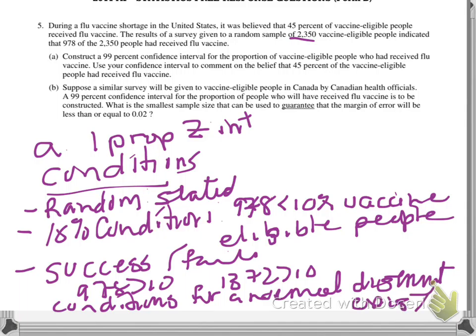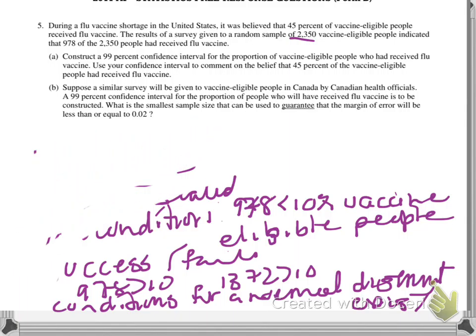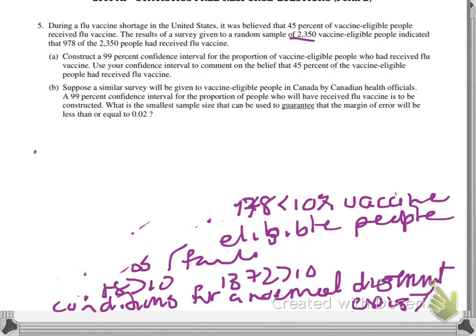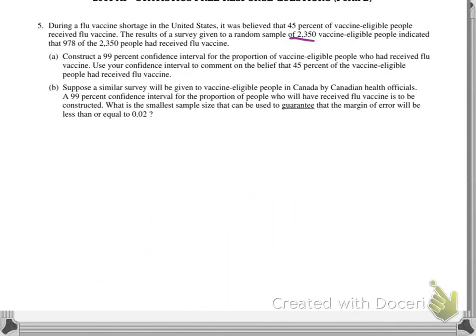Okay, I took some liberties there with the writing, okay? Okay, so now let's go do the math. So I'm going to erase all of this stuff because this is a good sheet. Okay, so it's going to be 978 divided by 2350 plus or minus. And you know what? I don't know what 99 is. Shame on me. So I'm going to go to distributions, inverse norm, and I'm going to be 0.01 divided by 2, and I get 2.58.